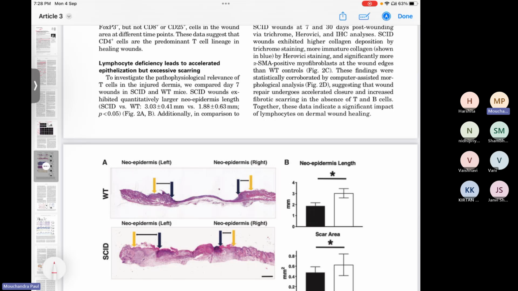So they monitor the wound healing process in skid mice and analyze how the dermis layer is getting matured during the healing process. So skid mice do not have lymphocytes. So whatever inflammatory response they have observed is because of the macrophages and the WBCs, the leukocytes.